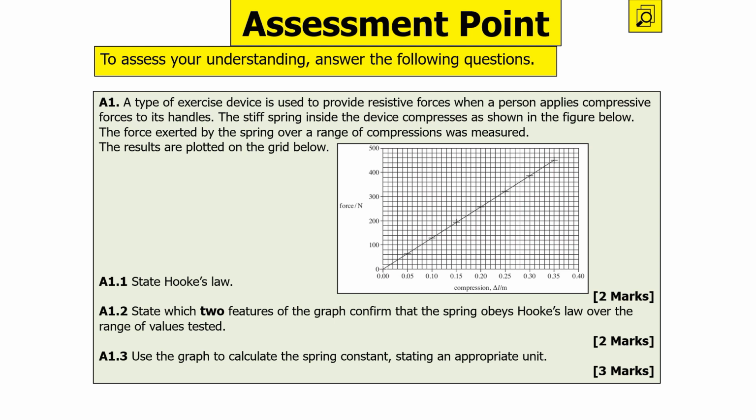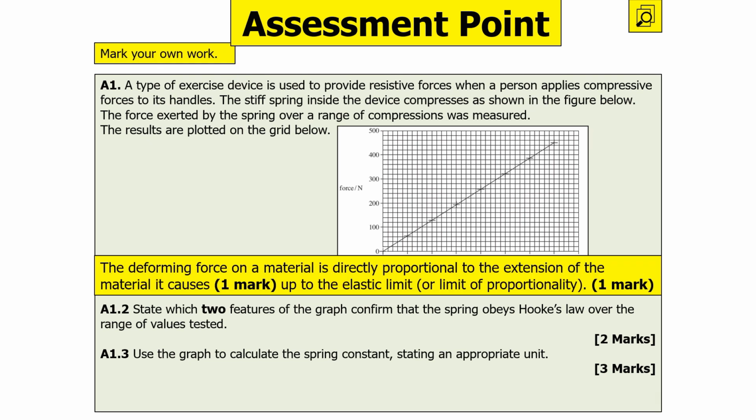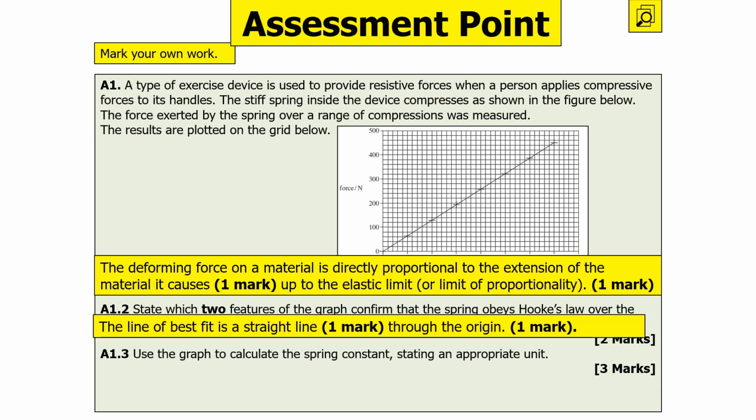So pause the video now, then unpause the video and you'll want to go through your answer. Right, learn what Hooke's law is. It's the deforming force on the material is directly proportional to the extension of the material it causes up to the elastic limit. Now the two features of the graph that show it obeys Hooke's law are it's a straight line and it's going through the origin because it's shown direct proportionality.